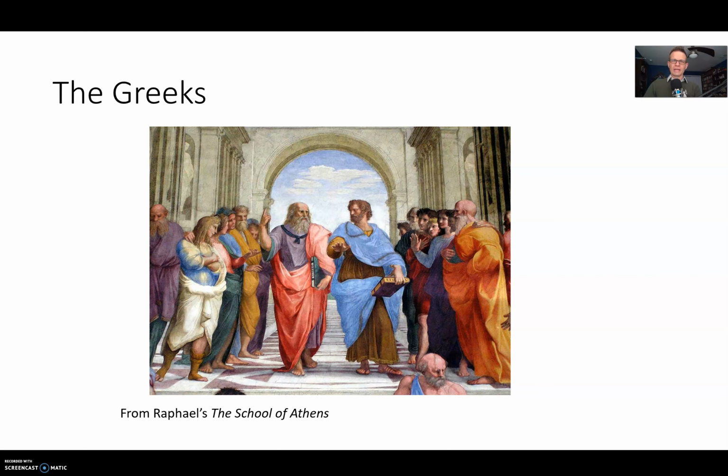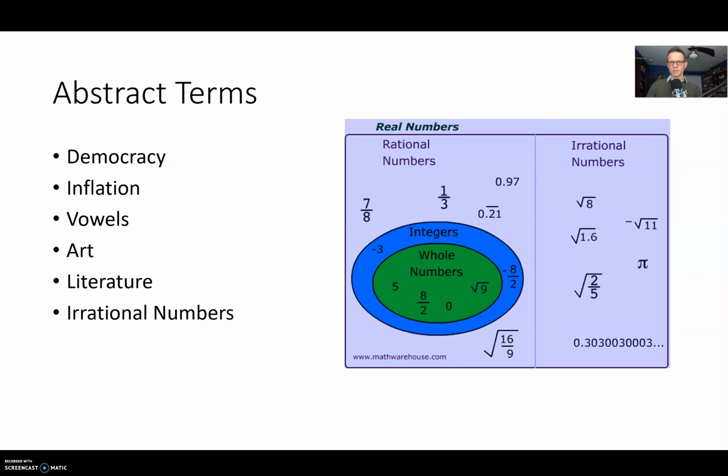If we're going to talk about the ancient Greeks, we might look at Aristotle, we might look at Plato. We have Plato here on the left, we have Aristotle there on the right. They're discussing philosophy. Plato is talking about the idea of the forms. Aristotle is talking about the middle ground. That's why his hand is out there in the middle. Let's put that one on hold just for a second.